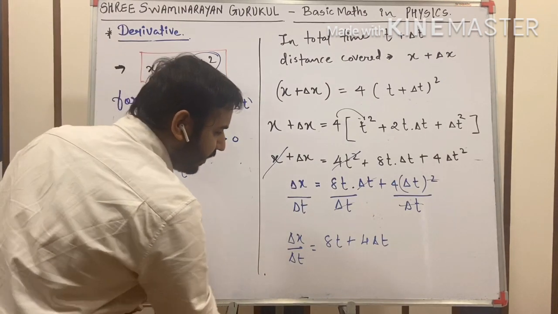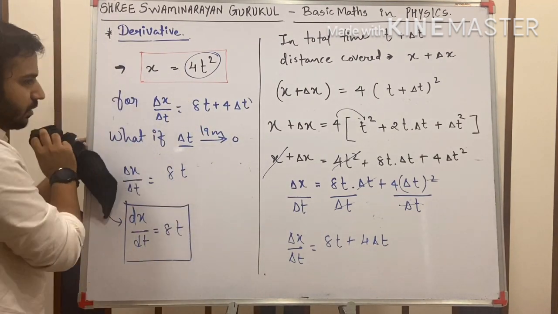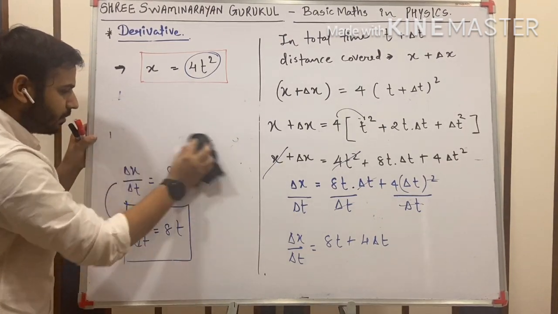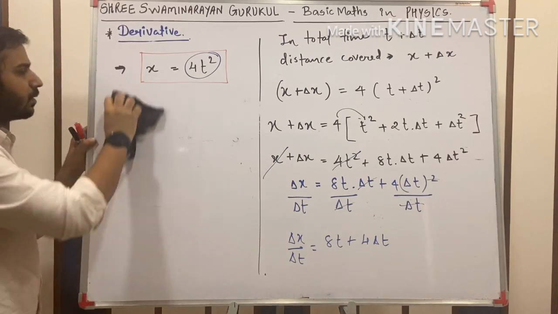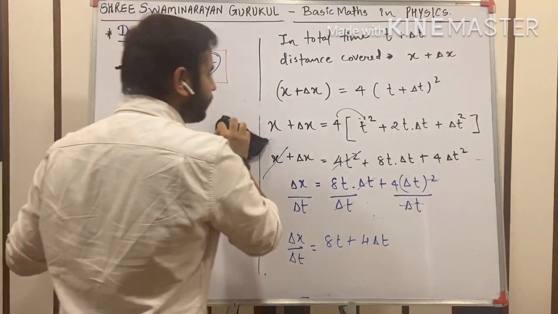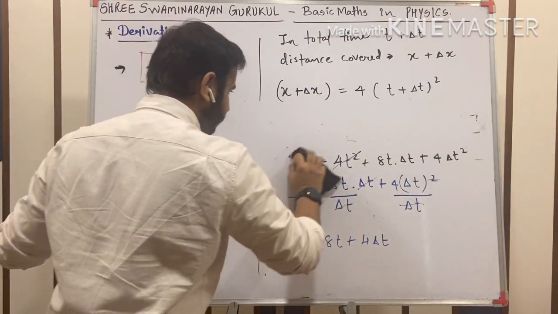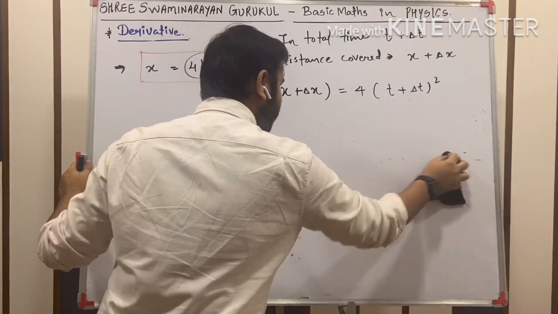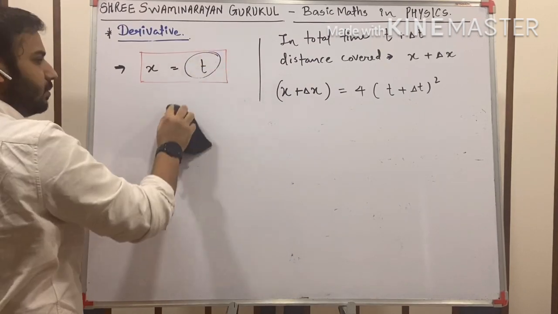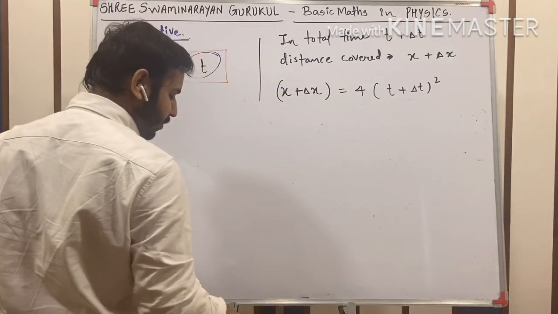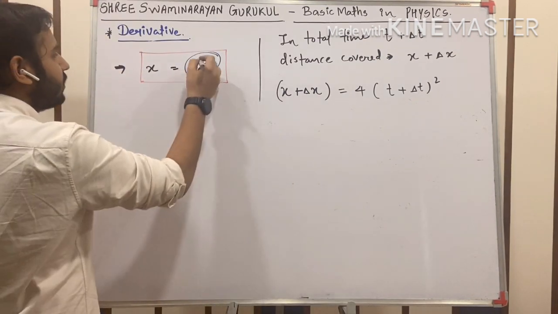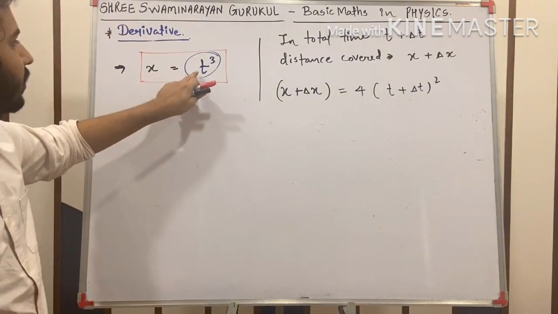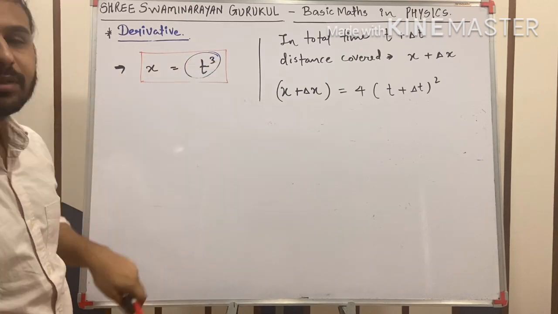Understood? Okay, let me take you one more example. I'm clearing this out. Suppose x is equal to t cube. New question. Suppose x is equal to t cube. Now x is changing with respect to time, and x is proportional to t raised to 3, t cube.